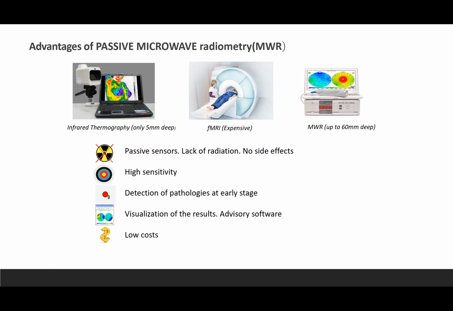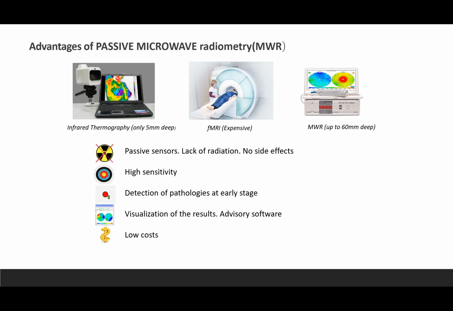Infrared radiation cannot penetrate the skin. It's only 5 millimeters deep. What you could see on this picture from the infrared sensor is only skin temperature. And we could see the high temperature, say of the breast or something. It means the pathological development, say cancer, is already visible. It means this is a very, very late stage. The other device you could use is called functional MRI, but as you understand, it's more expensive.